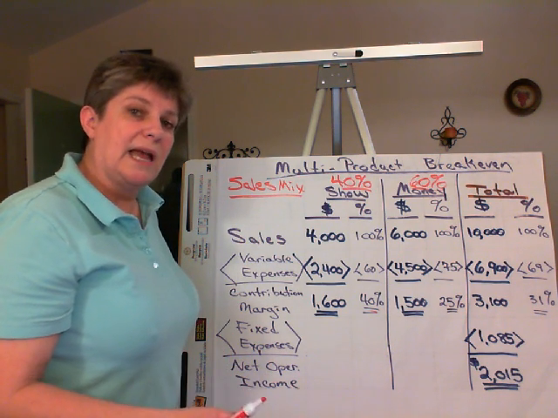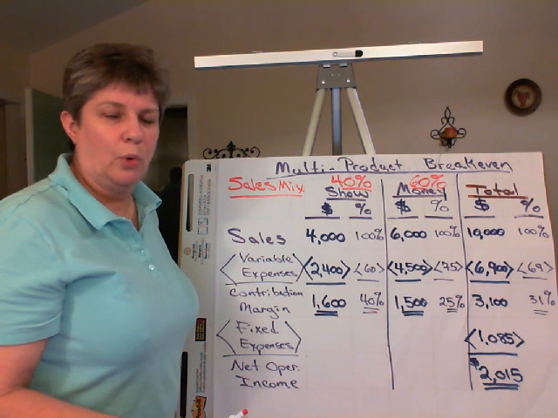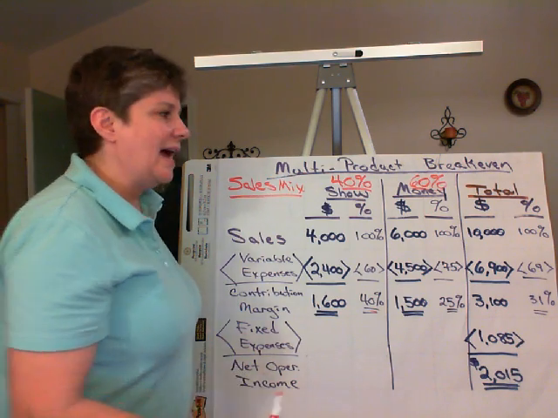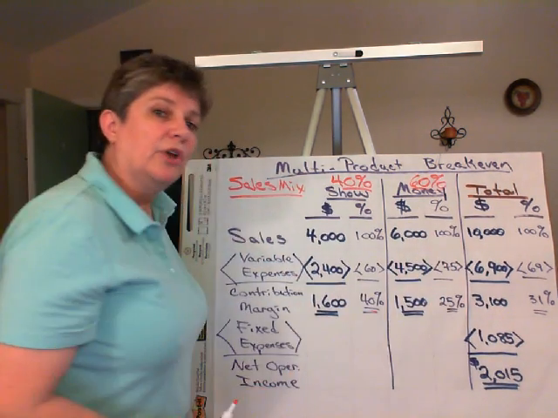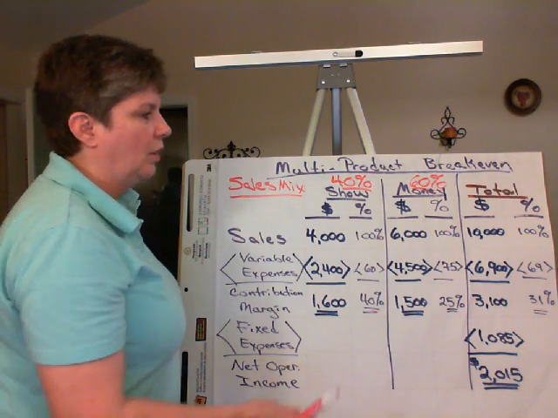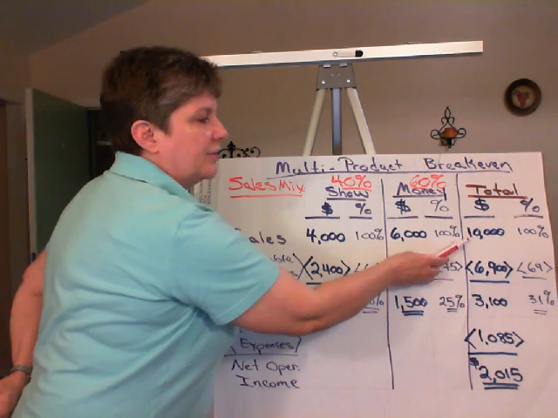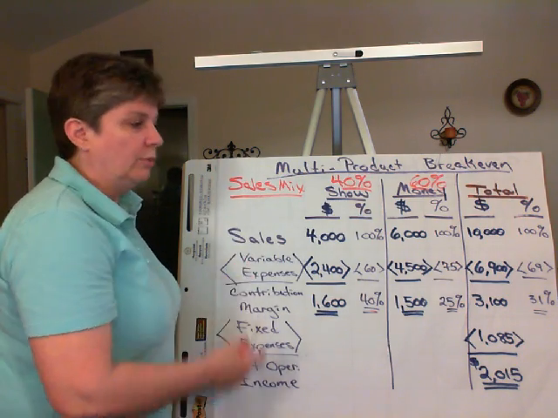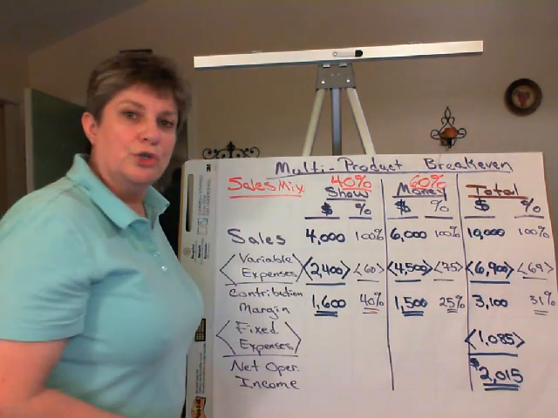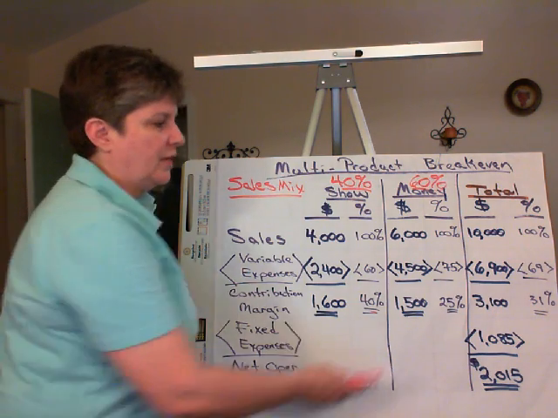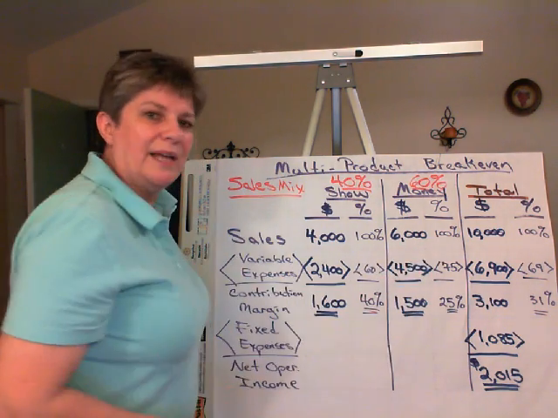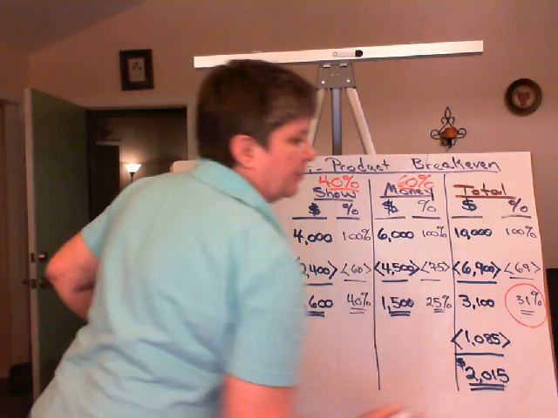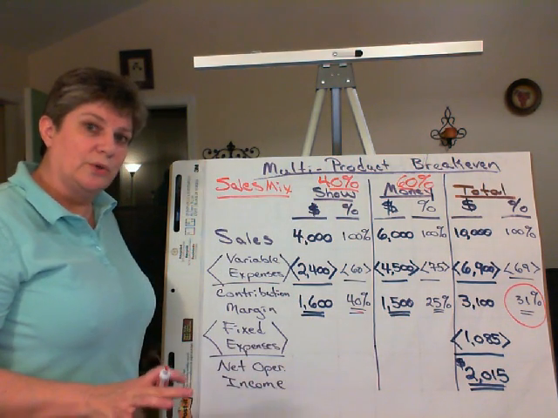But what we need to calculate the multi-product break-even point is the weighted average contribution margin. And to find that, we look at the contribution margin for the company as a whole. So for the company as a whole, there's $10,000 in sales revenue, $6,900 in variable costs. So contribution margin is $3,100. And $3,100 divided by 10,000 gives us a weighted average contribution margin of 31%. And that's the number that we're interested in.